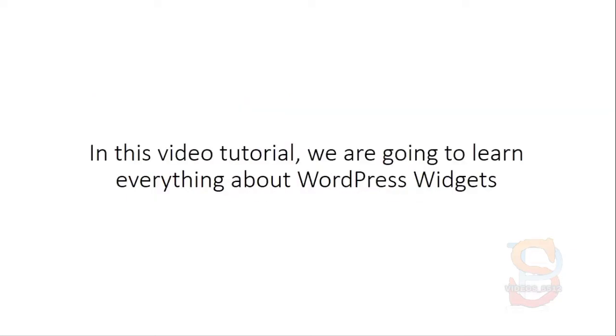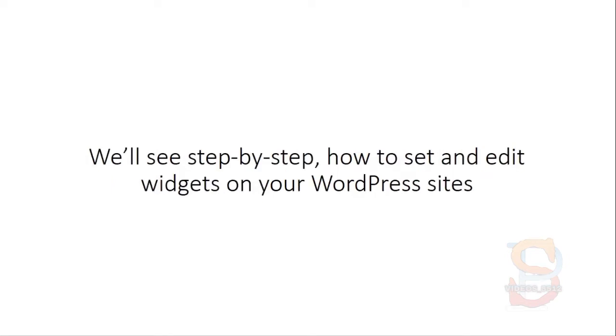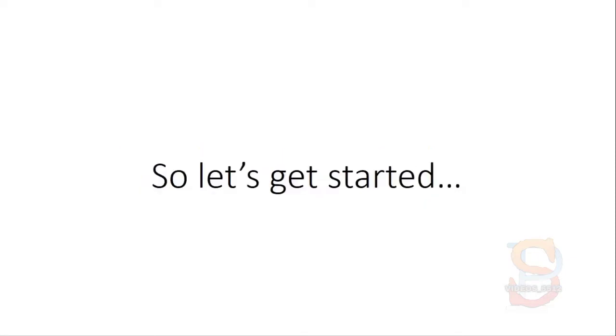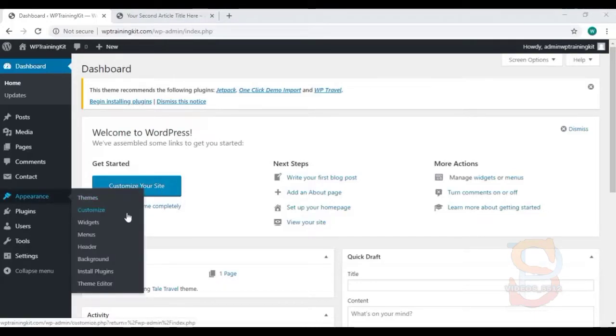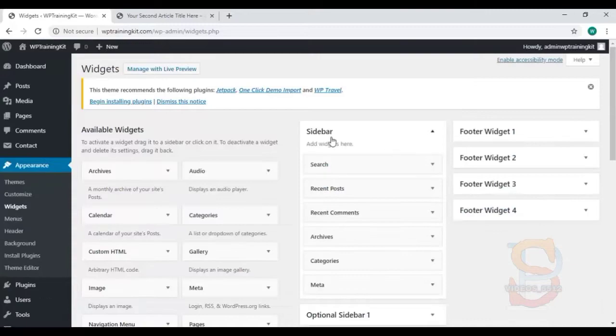In this video tutorial, we are going to learn everything about WordPress widgets. We'll see step-by-step how to set and edit widgets on your WordPress sites. So let's get started. From the WordPress dashboard, choose Appearance and then select Widgets from it.